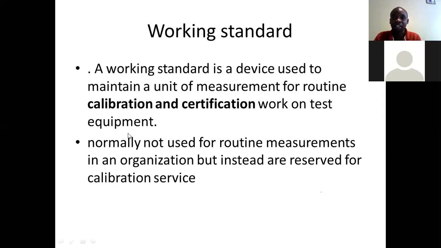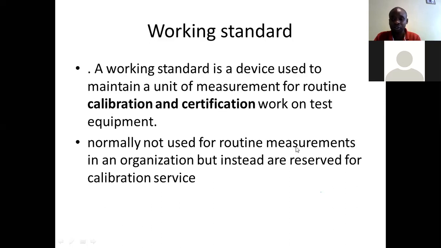So in an industry or in a factory, there must be a working standard, which is usually kept separate from the other instruments, and its main use is for calibration purposes. After it has been calibrated, it goes for a period of like 4 years. So that means there's what you call certification. After that, it is then used to calibrate the instruments.